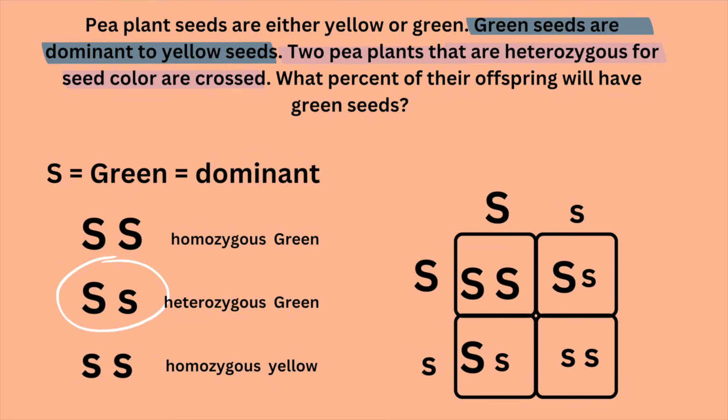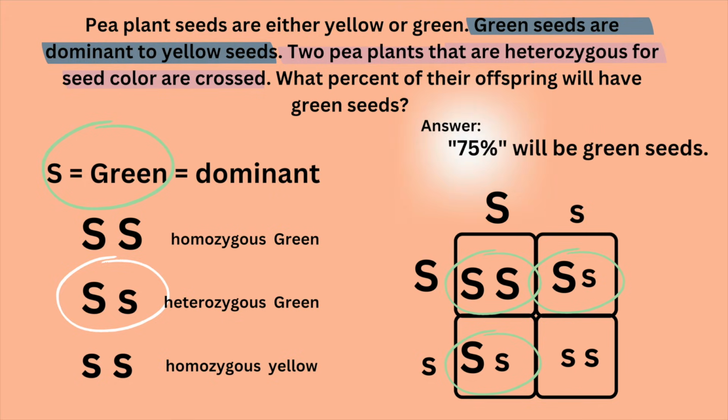Okay, so the question is asking what percent of their offspring will have green seeds. If the offspring is to have green seeds, a big S must be present. So these three out of four will come out with green seeds. The answer given by ATI was 75% will be green.